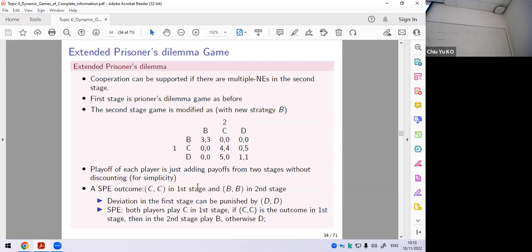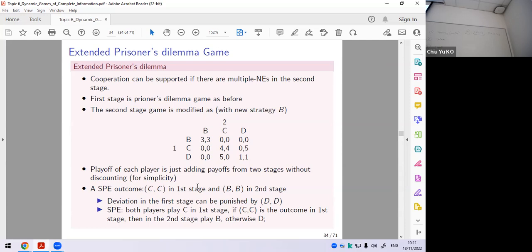4-4 is not a Nash equilibrium. People tend to deviate. But if you have a good equilibrium and a bad equilibrium, you can support this outcome. How do we do it with a trigger strategy? We play C,C first. If it has been C,C, we go to here. If not C,C, you go to here.